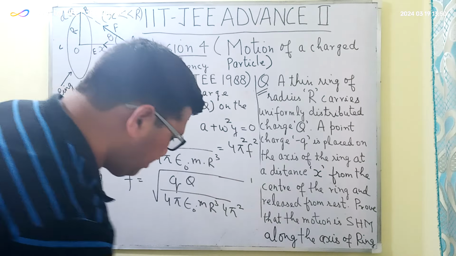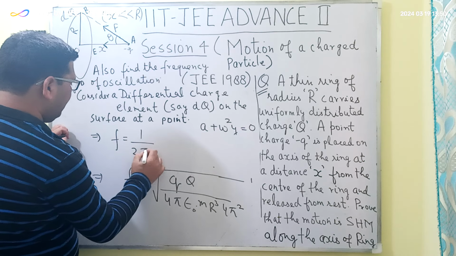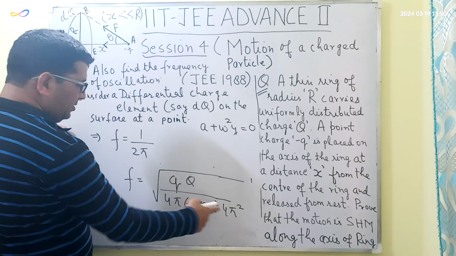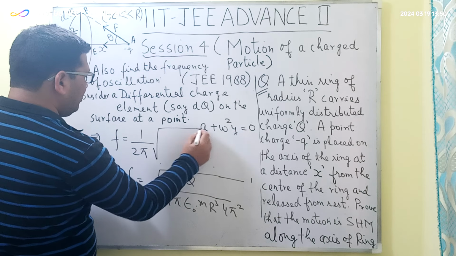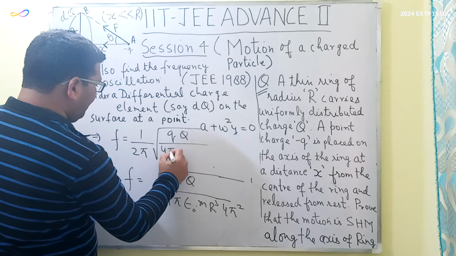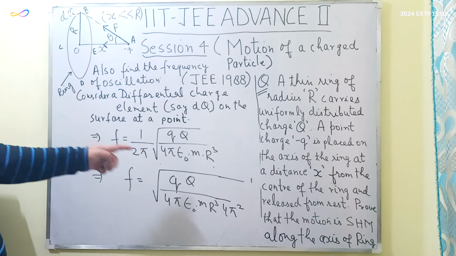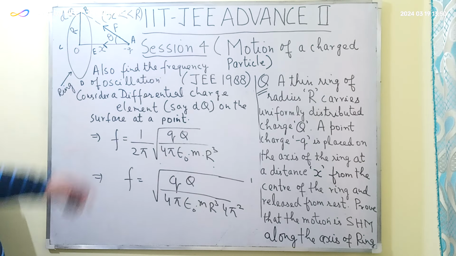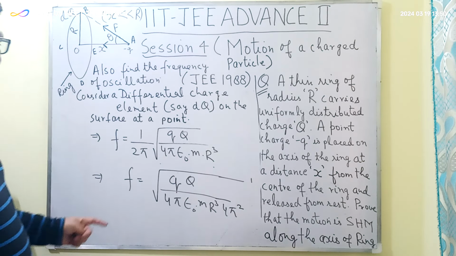It implies that the frequency of oscillation will be equal to 1/2π, because the square root of 4π² will be equal to 2π, times the square root of qQ divided by 4πε₀ m R³. So this is the answer. The frequency of oscillation of this charged particle along the axis of this ring when it is released from rest is equal to 1/2π times the square root of qQ divided by 4πε₀ m R³.